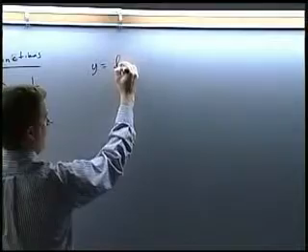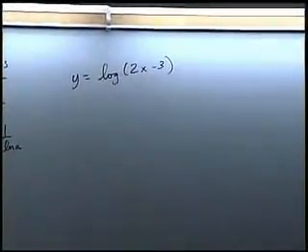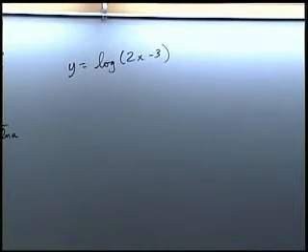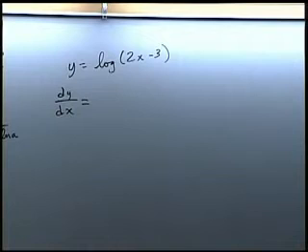Let's take logarithm of 2x minus 3. So again, we notice a difference on this example, we just don't have 1 over x. We've got a little bit of an extra component we don't want to forget. All right, so dy dx, what is the derivative of this function?